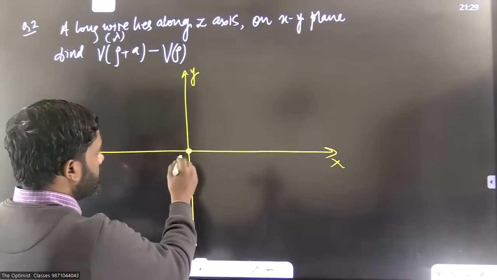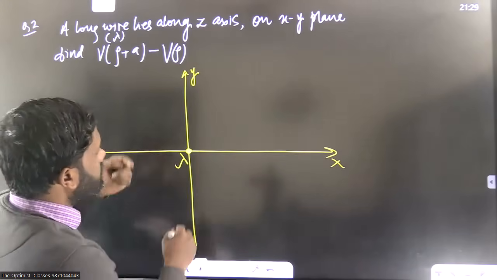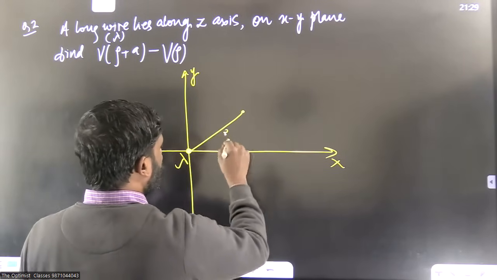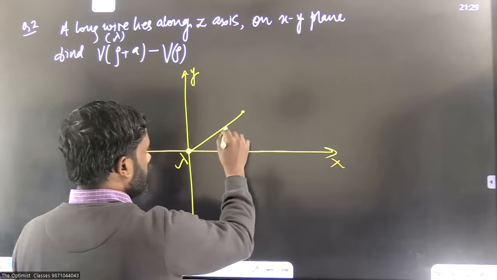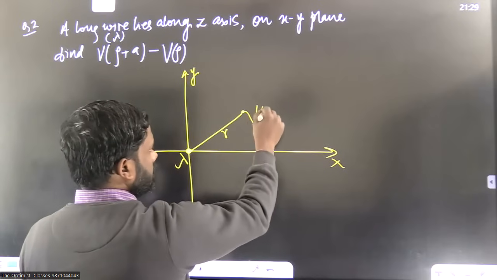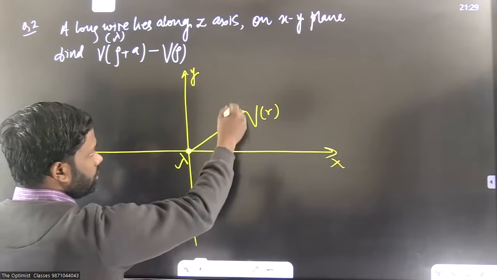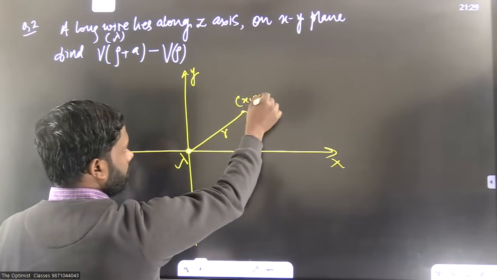Now this wire lies along the z-axis, and suppose there is some point here which is at a distance rho. Let's call it r. We have to calculate the potential here, V of r. We know that this point is on the xy plane. Here the coordinate is x comma y comma 0.